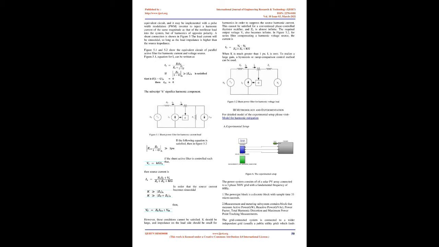Harmonic mitigation through the use of active power filters. Basically there are two types of active power filters, namely 1. Series active power filter and 2. Shunt active power filter. Active power filters, APF, are filters which can perform the job of harmonic elimination.